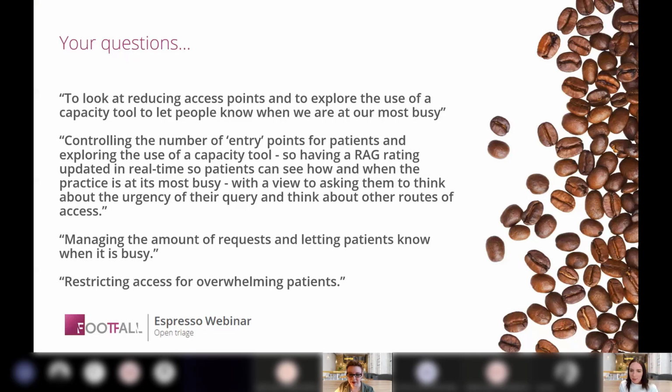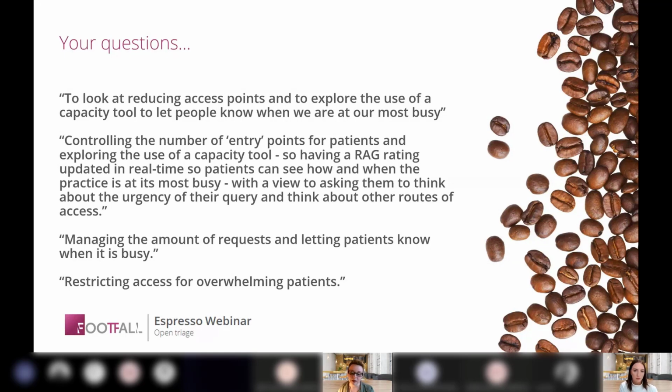Excellent. Okay. So we move on to the next question. We had a few people from the surgery send in different questions, so we've compiled them together into one slide. So we're going to look at each one. We had questions around reducing the access points and exploring the use of a capacity tool to let people know when they're most busy. And again, a similar question, controlling the number of entry points, possibly having a RAG rating updated in real time so patients can see how and when the practice is at its most busy. Managing the amount of requests, again, letting patients know when it's busy, and restricting access for overwhelming patients.